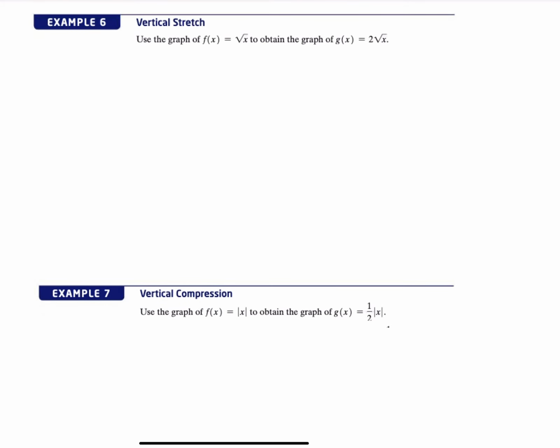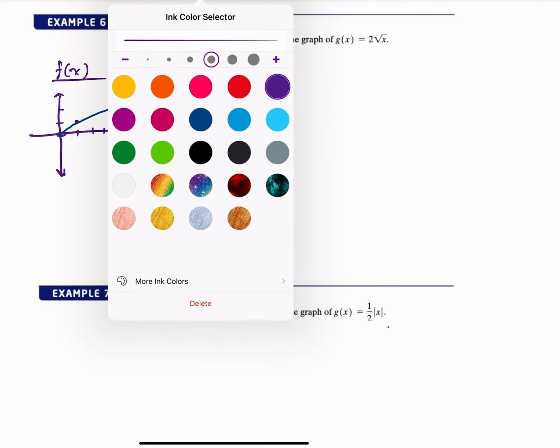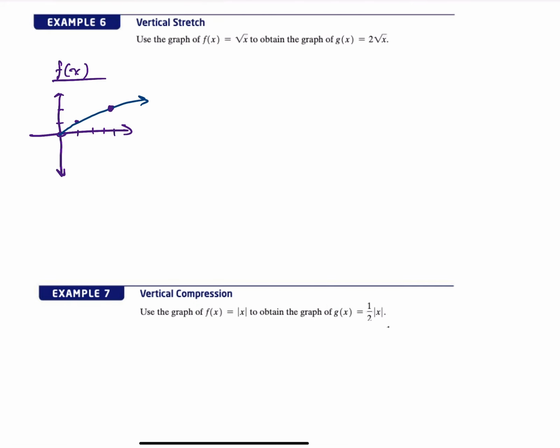So starting with the square root of x, let's draw that back in. So now I'll just do a sketch. Start at 0, have the point 1, 1, and have the point 4, 2. So 0, 0, 1, 1, 4, 2. All right, so we are finding g of x, which is 2 times the square root of x.